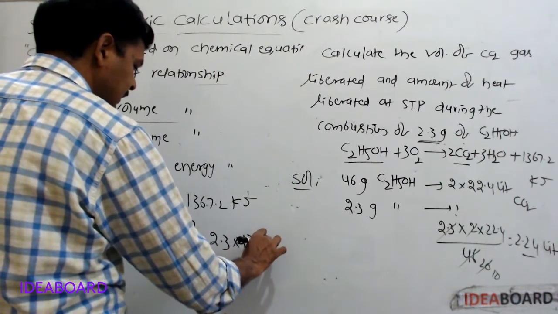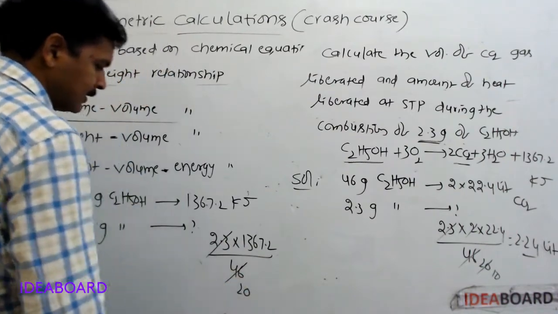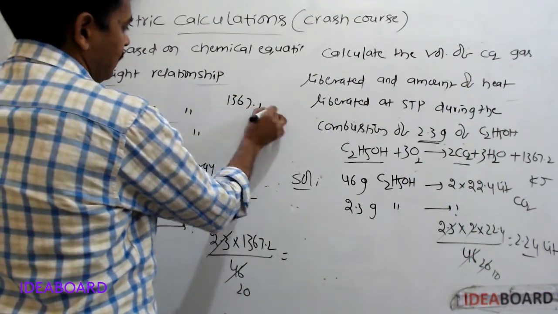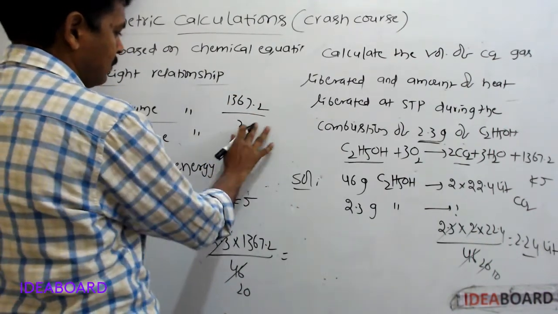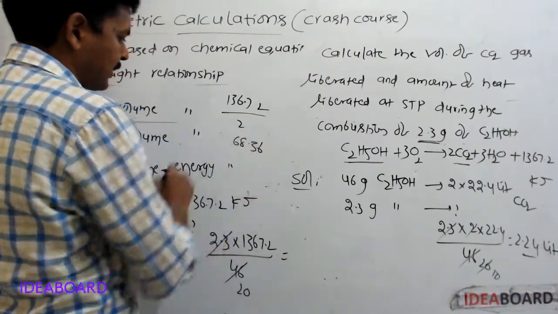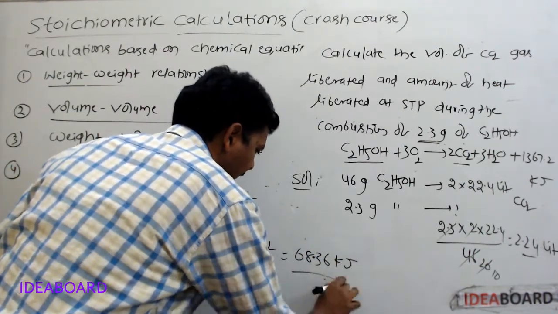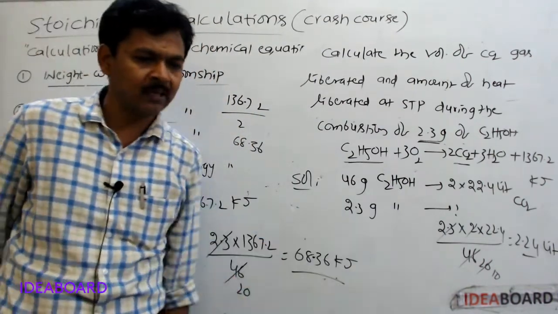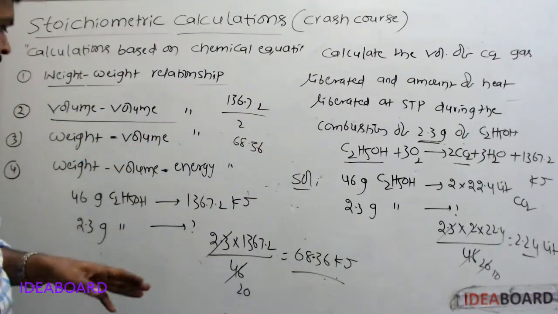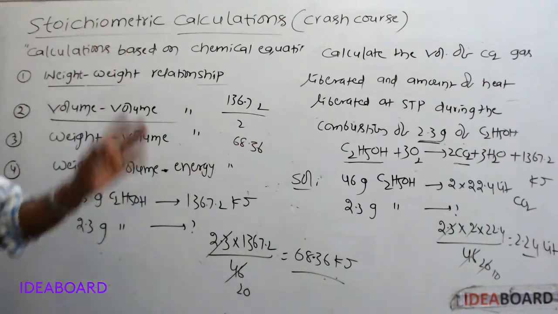2.3 into 1367.2 divided by 46. 2.3 twenties, it becomes 68.36. 68.36 kilojoules of energy will be liberated. So, this is the problem based on stoichiometric calculations, based on weight, volume, energy relationship. These are the stoichiometric calculations.